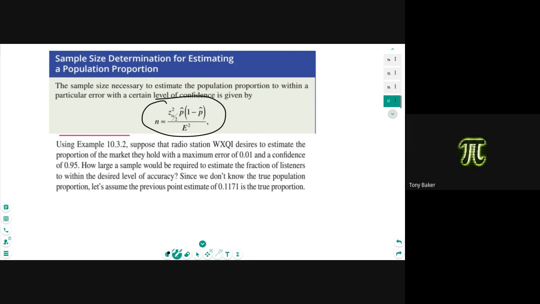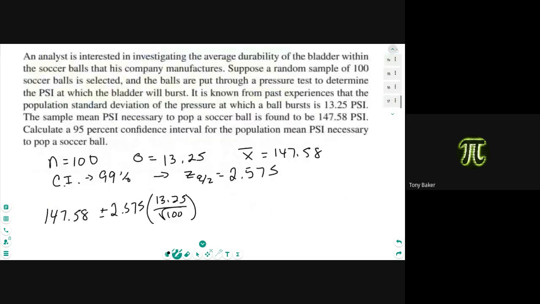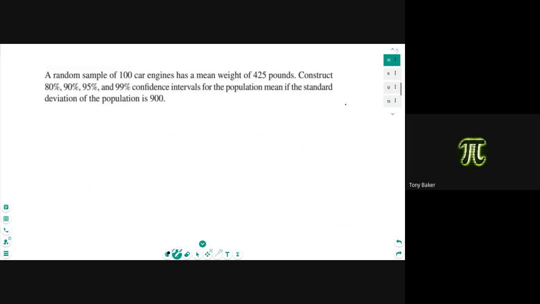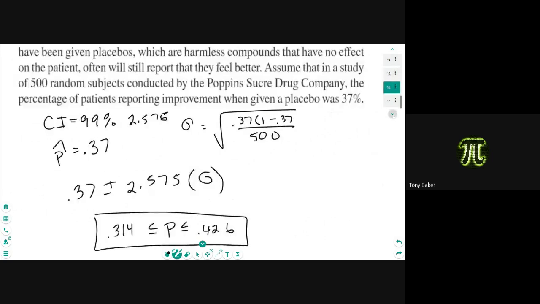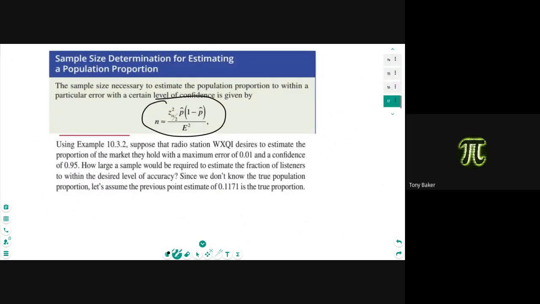All right, so remember that radio station we looked at earlier? They want a maximum error of 1% or 0.01. When we did this before, we were 95% confident, but the error was 8.6 to 14.8. If we're at the 0.11, that's like a 3% error on both sides, so a plus or minus 3% thing. They want an error of no more than 1%. So how many people are they going to have to survey to figure this out?